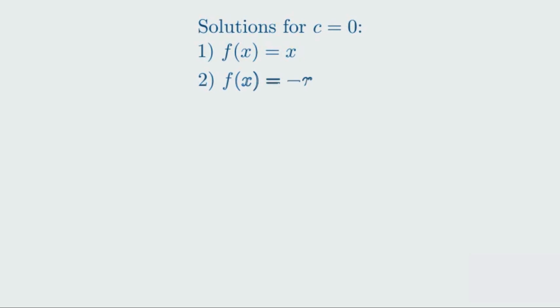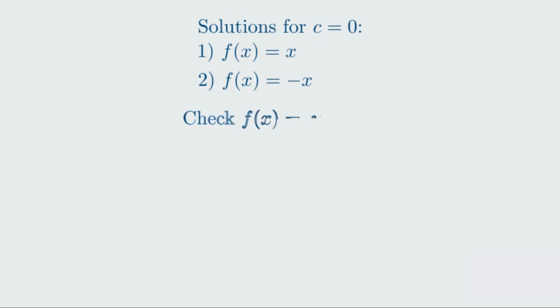We have found two potential solutions for case 1, where c equals 0. Let's verify them, and then move on to case 2. The two solutions for this case are f of x equals x and f of x equals negative x. Let's check the first solution, f of x equals x. We substitute this into our original equation.